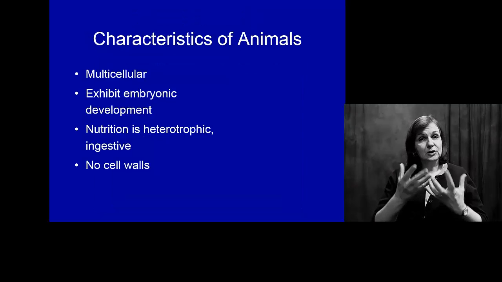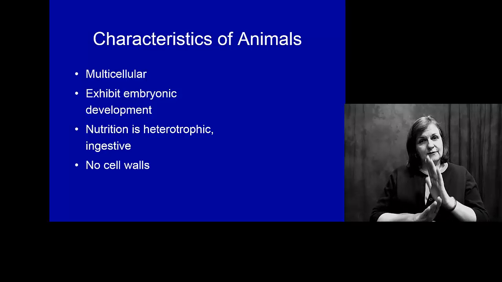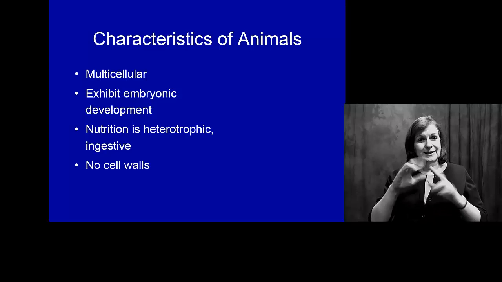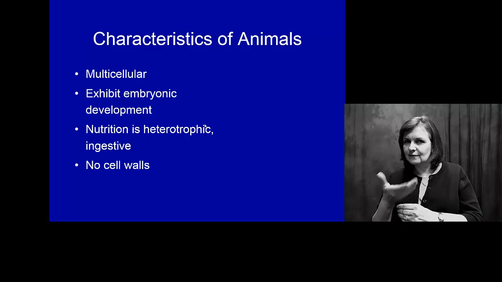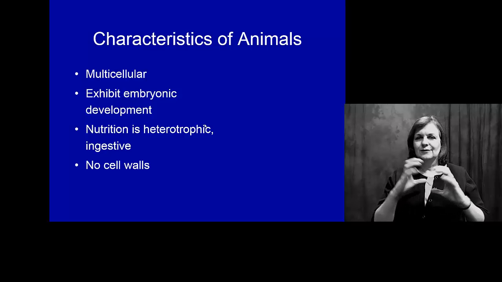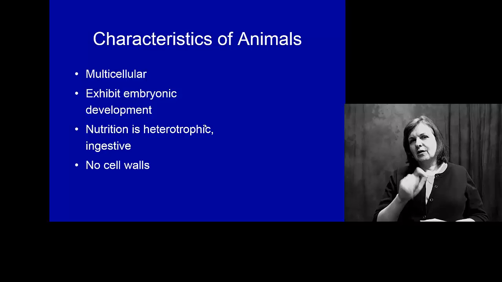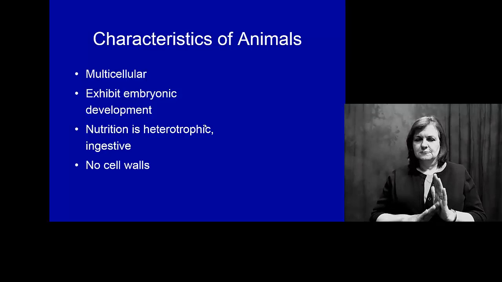So in general, we look at animals as being multicellular. They're going to exhibit different types of embryonic development that we will look at after a bit. We also need to look at how they eat. So they are going to be heterotrophic, meaning they have to eat their food. They cannot photosynthesize. And when we look at them, we're not going to talk about cell walls anymore. Those are plant characteristics and fungal characteristics.